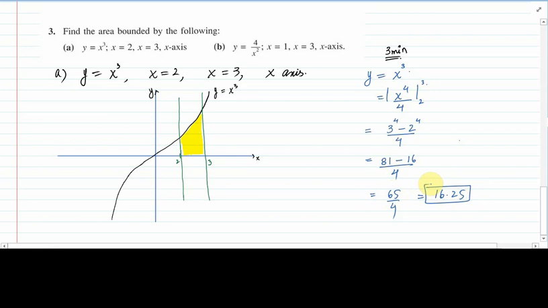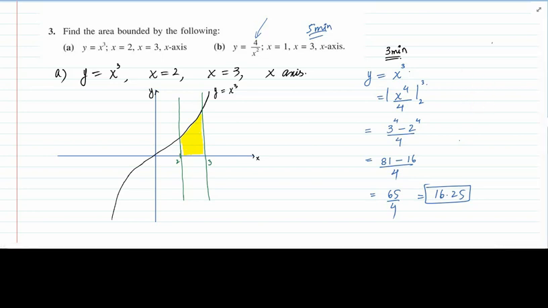Now for part B, again you have the same type of question, right? y equals 4 upon x squared, x equals 1, x equals 3, and the x-axis. So you need to attempt it in the same way as I discussed, but the important thing is you need to roughly sketch the curve of y equals 4 over x squared. Alright, so you have a time of 5 minutes for this part, so start.